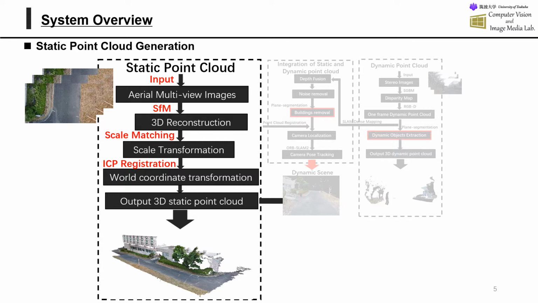By choosing point cloud pairs from the static point cloud to the ground truth manually, the scale can be matched to reality. Then, in order to transform the static point cloud into the world coordinate system, the ICP registration method is applied. The static point cloud generation is the pre-processing of the whole system, which is prepared in advance for the dynamic scene.